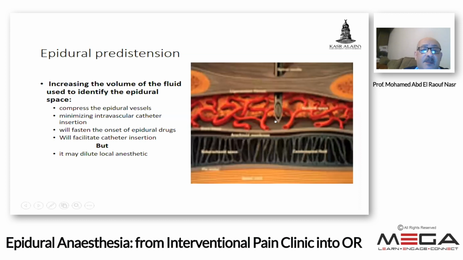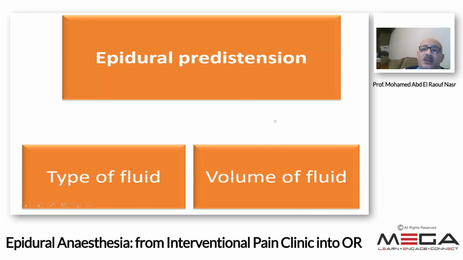This will compress the epidural blood vessels, minimizing vascular spread, allowing easy catheter insertion and rapid onset of your drugs. But the problem is that this might dilute your local anesthetic. So predistension, I actually believe it is good. But two things are important. Which fluid are you going to use and which volume?